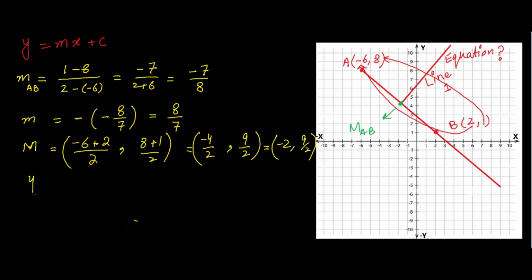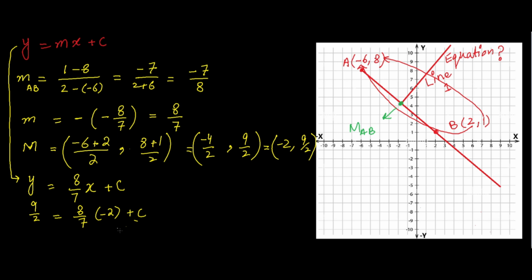y is equal to m x plus c, and the gradient is 8 over 7, so y equals 8 over 7 x plus C. Now how will we find C? In order to find the value of C, we substitute the coordinate point minus 2 and 9 over 2 in this equation of the perpendicular line. So x is minus 2 and y is 9 over 2: 8 over 7 times minus 2, plus C. So here we will find the y-intercept C.